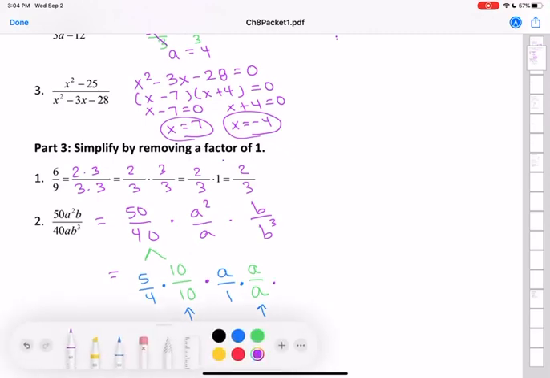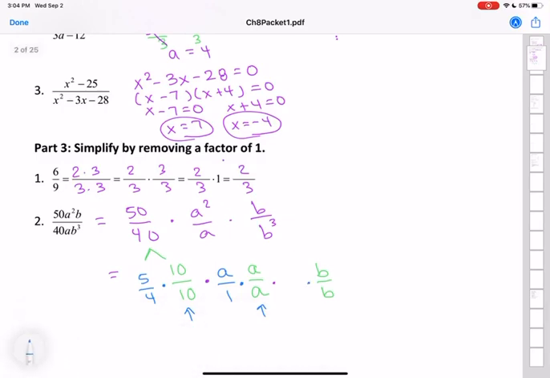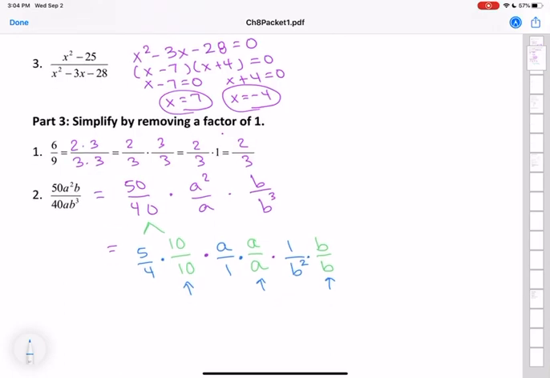And then finally, we have b over b cubed. We have b on both the top and the bottom. So there's my factor of 1, b over b. And multiply that by to get back to the b over b cubed. We already have the b on top, so just 1 over b squared. And one more time, that b over b is removing a factor of 1. So each of those are just 1. So now if we look across the top, what we have left over is 5a over 4b squared.